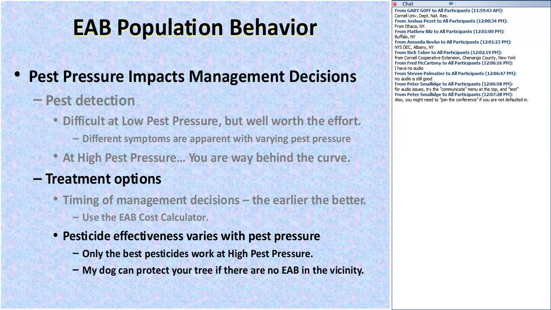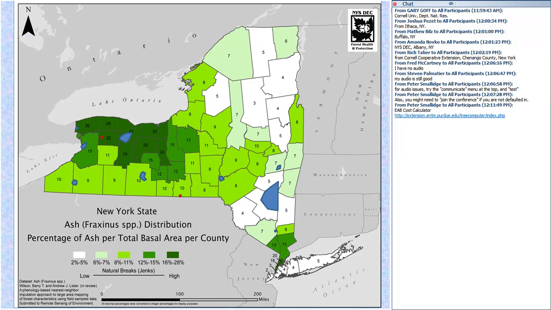And then pesticide effectiveness also varies with pest pressure. Only the best pesticides have been shown to work at high pest pressure. And oftentimes here in New York, there's people out there treating their trees already, when there's no bugs around. My dog can protect your tree. It's very easy.